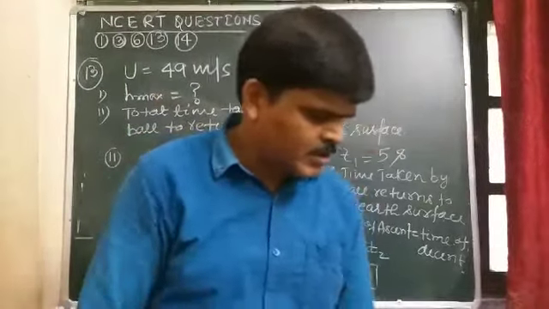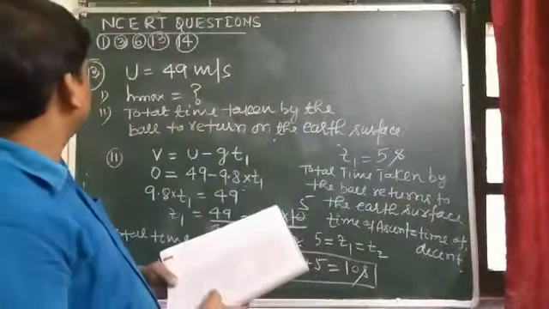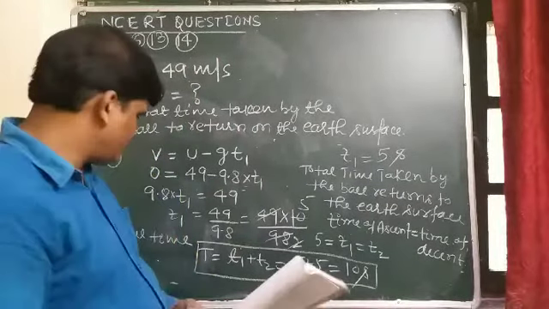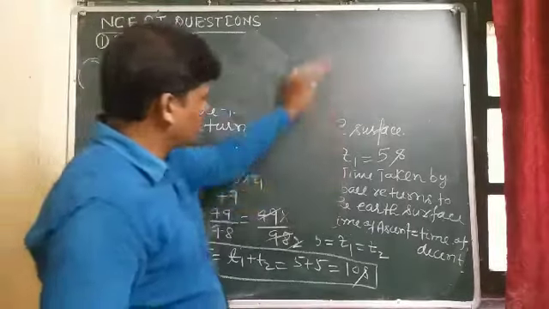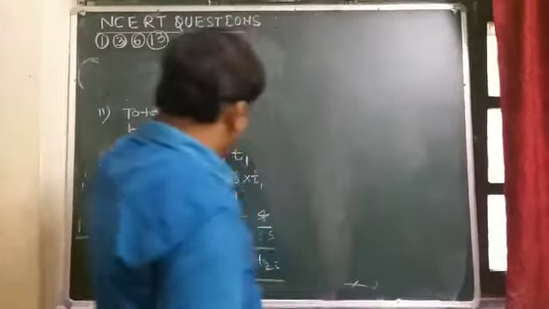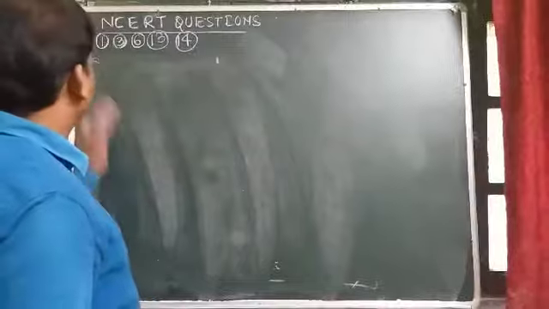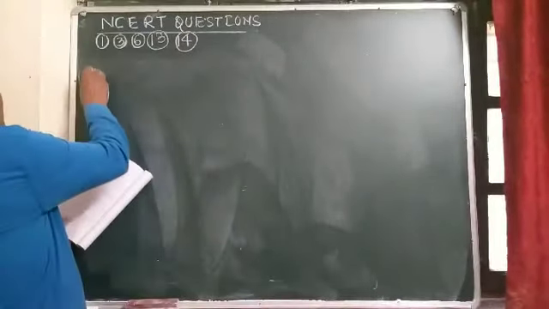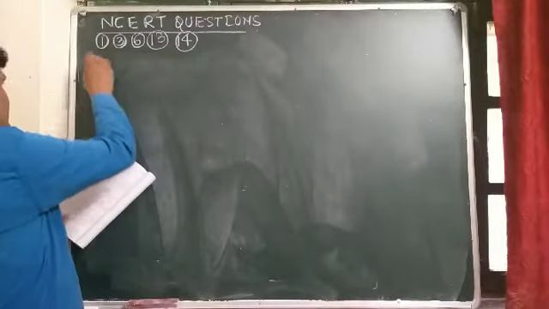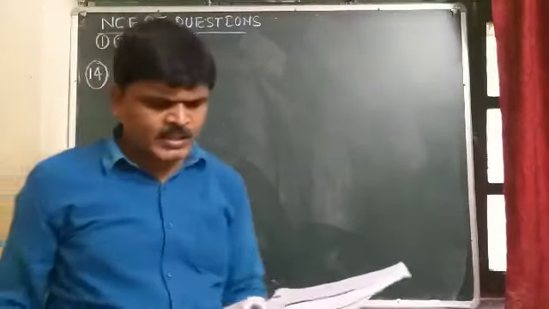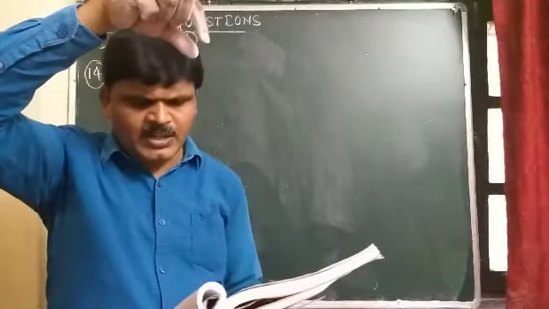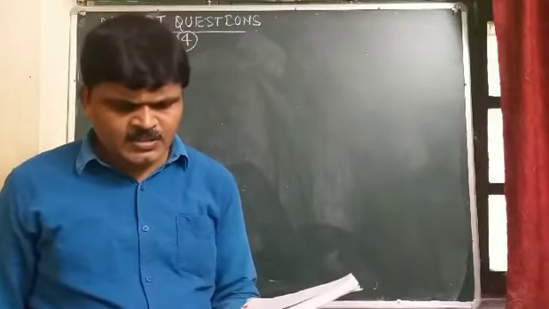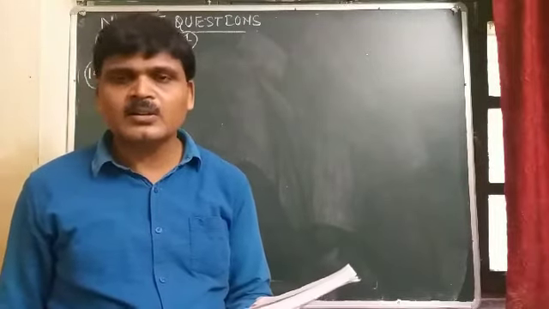And next, question number 14. So student, question number 14, listen carefully. It is an NCERT question. A stone is released from the top of a tower of height 19.6 meter. Calculate its velocity just before touching the ground.